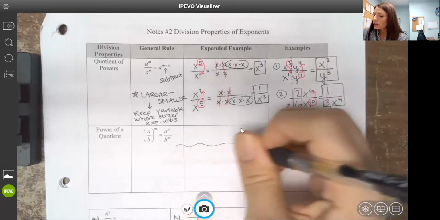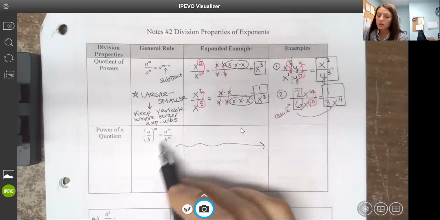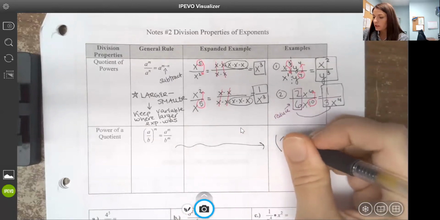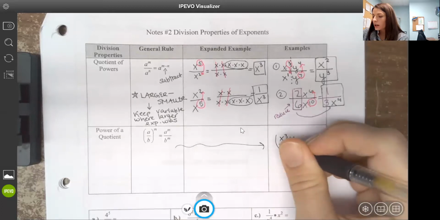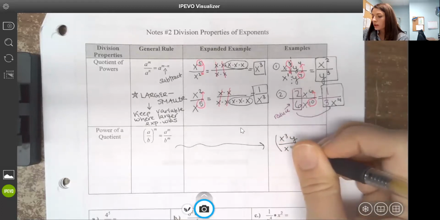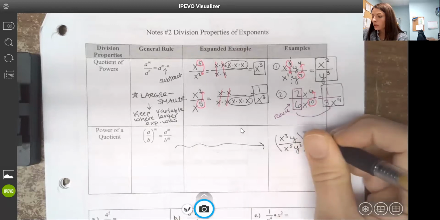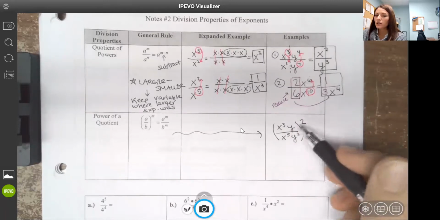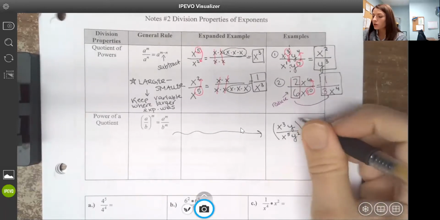Another thing we want to look at, I'm not going to expand this out with a different property, is if I have a fraction inside my parentheses. So let's say I have x cubed y over x to the 5th y squared, all squared. Everything in here is getting squared. So there's actually two ways I can go about this.